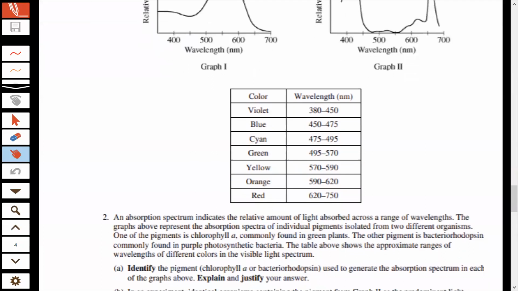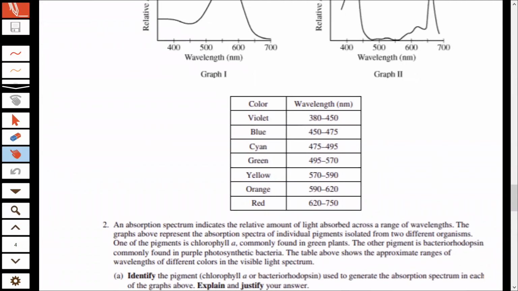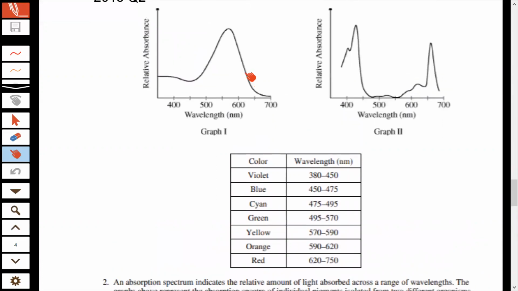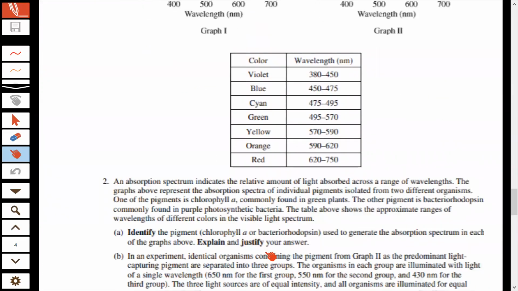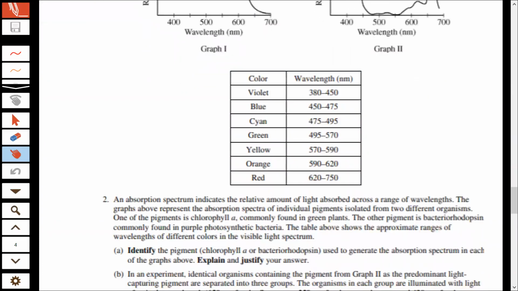And so which bacteria would that be? Or which plant would that be? Would that be chlorophyll A or the photosynthetic bacteria pigment for graph one? Chlorophyll A is usually green, right? That's what it says here. So here we're reflecting purple in graph one. So this would be the bacteriochlorophyll, or however that's pronounced.